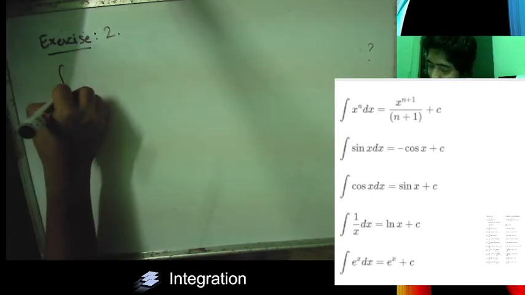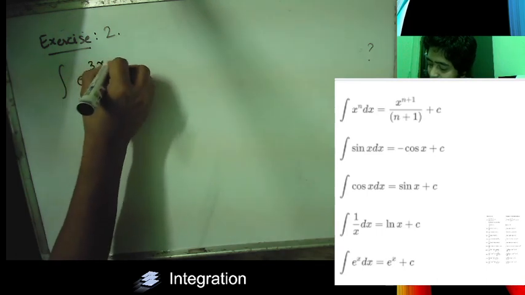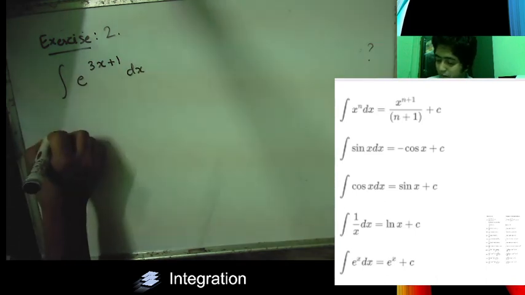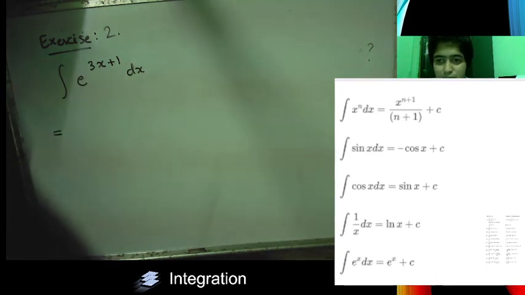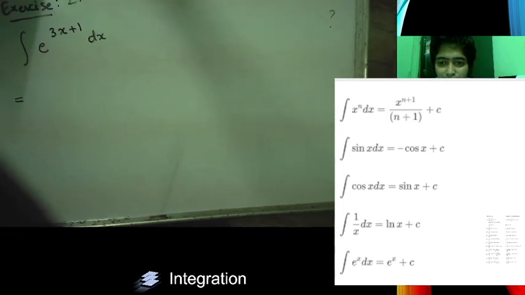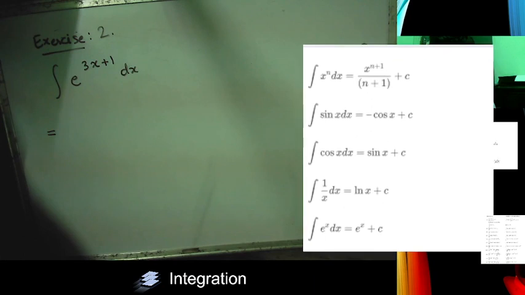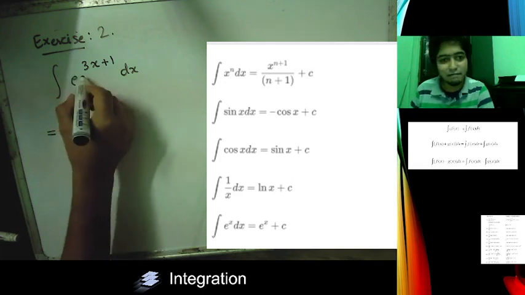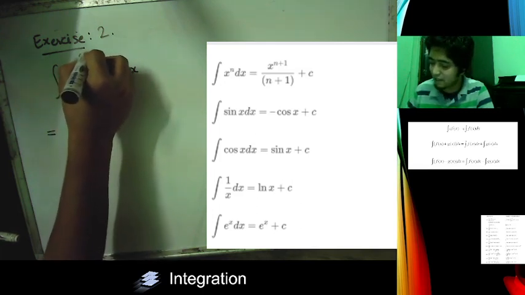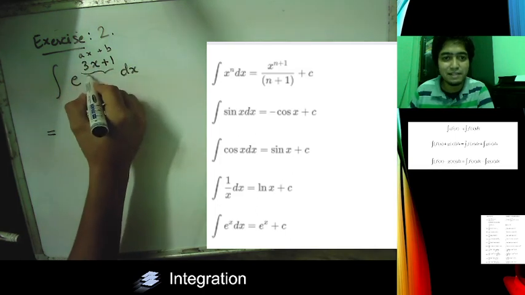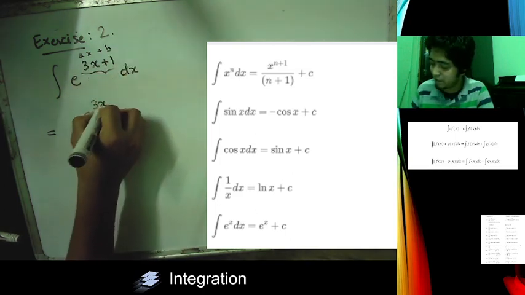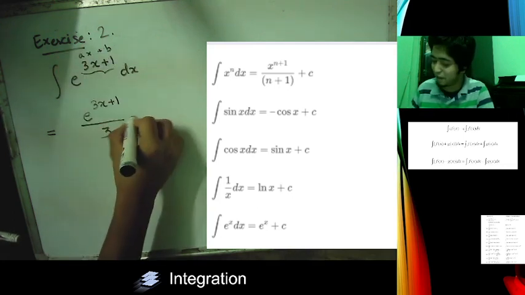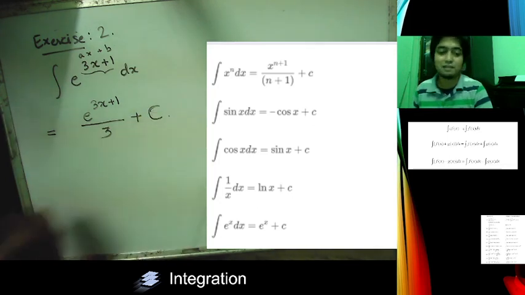Integrate e power 3x plus 1 dx. This one will take the shape of formula number 5. The fifth formula, e power x plus c, does not change, but instead of x, I am having ax plus b, where a is 3 and b is 1. So you will be having e power 3x plus 1, divided by 3. We have to divide the whole thing by a, plus c. So we will be having this.